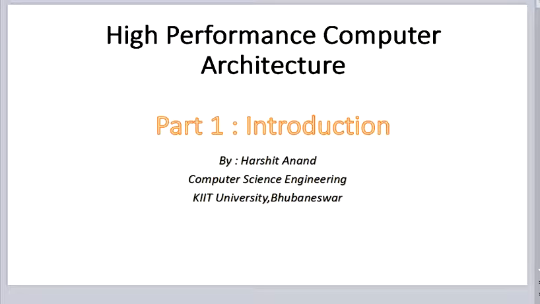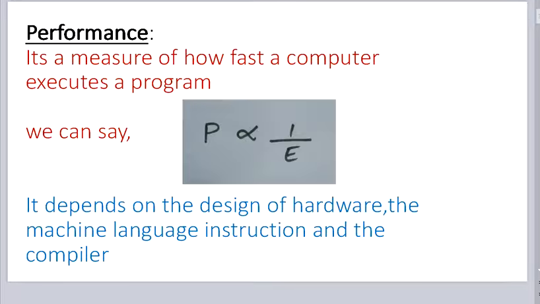So our discussion starts with the basic idea of performance. Performance is basically a measure of how fast a computer executes a program. If E is the execution time of a program, we can say the performance is inversely proportional to E. It depends on the design of hardware, the machine language instructions and the compiler.